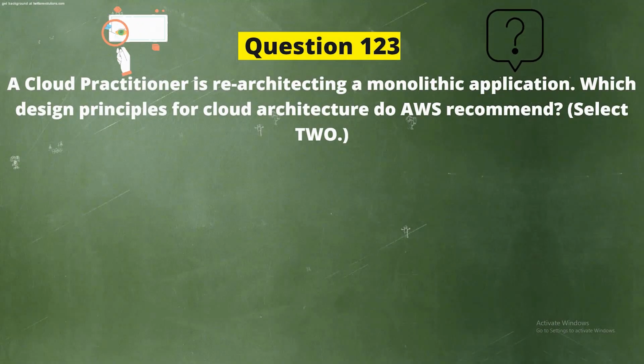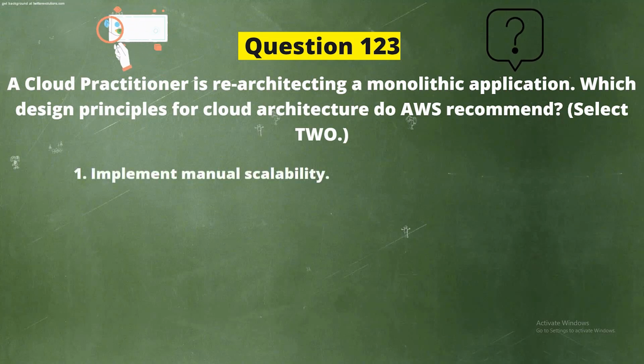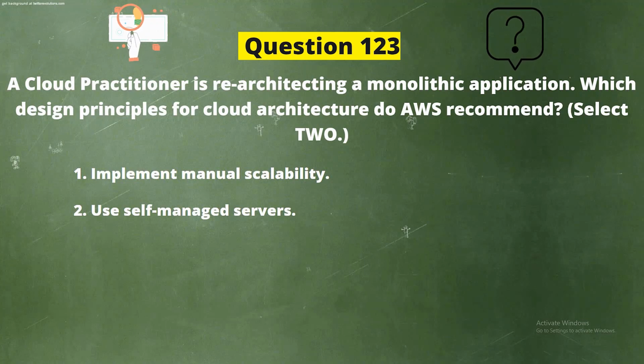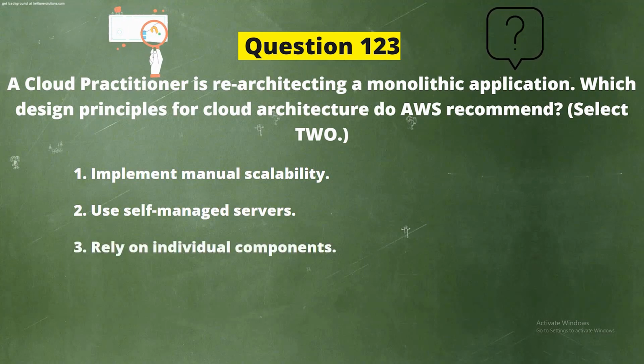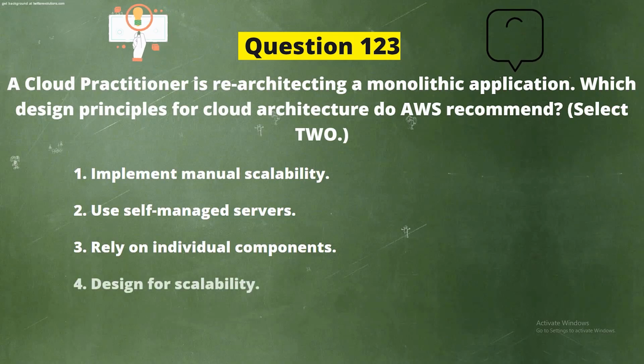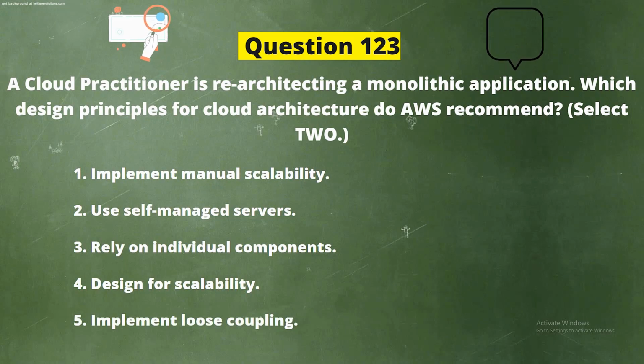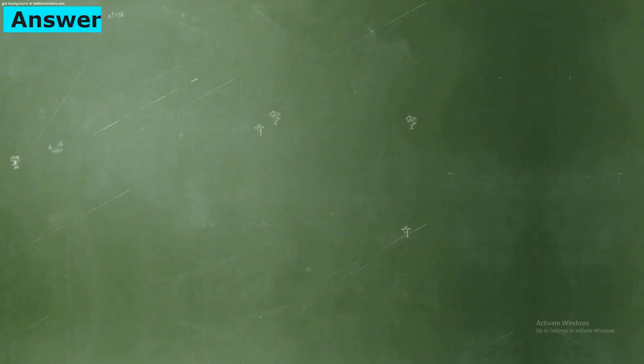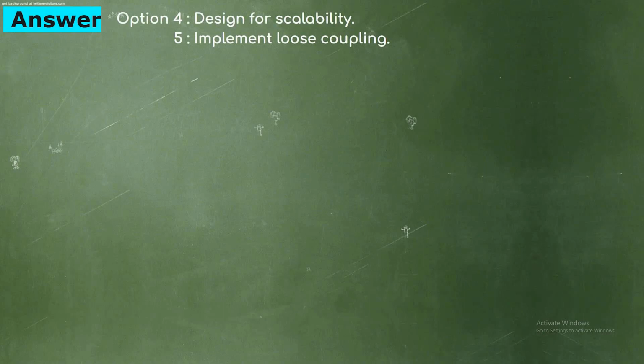Next question. A cloud practitioner is re-architecting a monolithic application. Which design principles for cloud architecture do AWS recommend? Select 2. And the options are: Option 1. Implement manual scalability. Option 2. Use self-managed servers. Option 3. Rely on individual components. Option 4. Design for scalability. Option 5. Implement loose coupling. And the correct answers are Option 4. Design for scalability. And Option 5.